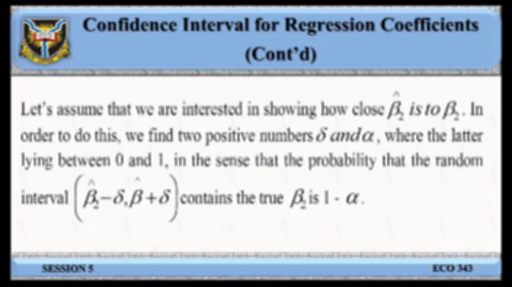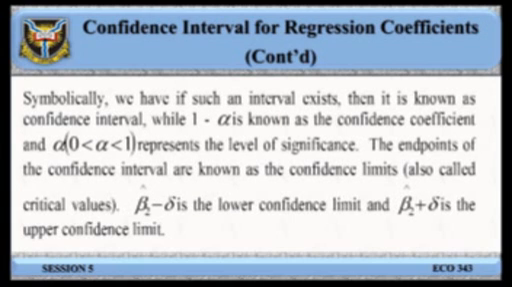This interval might be within 2 or 3 standard errors on either side of the point estimate, so that the interval has, say, 95% probability of including the true parameter value. Let's assume that we are interested in showing how close beta 2 estimator is to beta 2. In order to do this, we find two positive numbers, delta and alpha, where the latter lies between 0 and 1, in the sense that the probability that the random interval beta 2 estimator minus delta, beta 2 estimator plus delta contains the true beta 2 is 1 minus alpha.